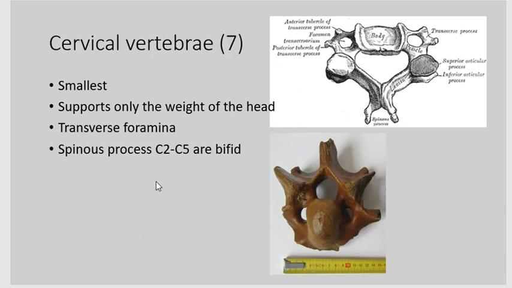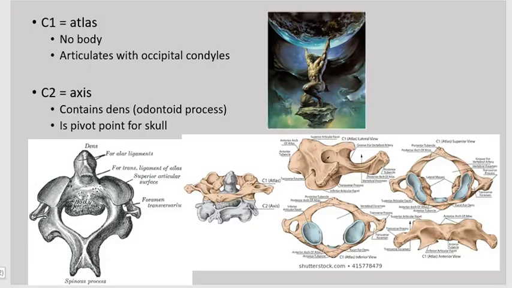A lot of your cervical vertebrae are going to be bifid or bifurcated, which means they're going to have 2 points instead of just 1 point. So that's another giveaway that you're looking at a cervical vertebrae. Our first 2 cervical vertebrae are really important and look really different, and so we give them very specific names. Your first cervical vertebrae is C1, aka Atlas.